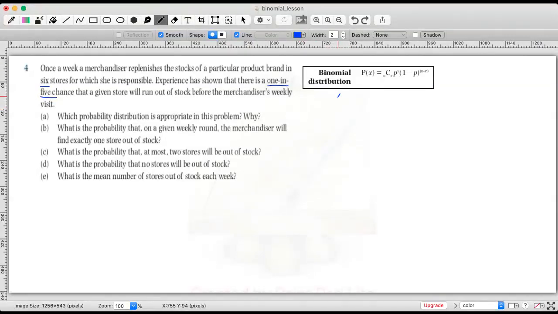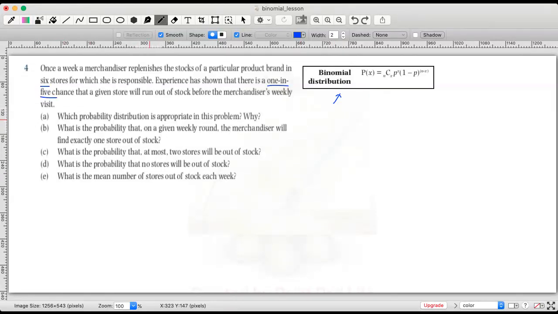I know I have it written out here, but in the exam, you won't be given this. You'd have to determine whether to use a binomial distribution or not, and you do that by looking at those points I mentioned earlier. Are there only 2 possible outcomes? If yes, you tick that. Are there a fixed number of trials? There's only 6 stores, so yes. Are they independent of each other? Yes, each of these stores is independent of the others. So that's a binomial distribution.